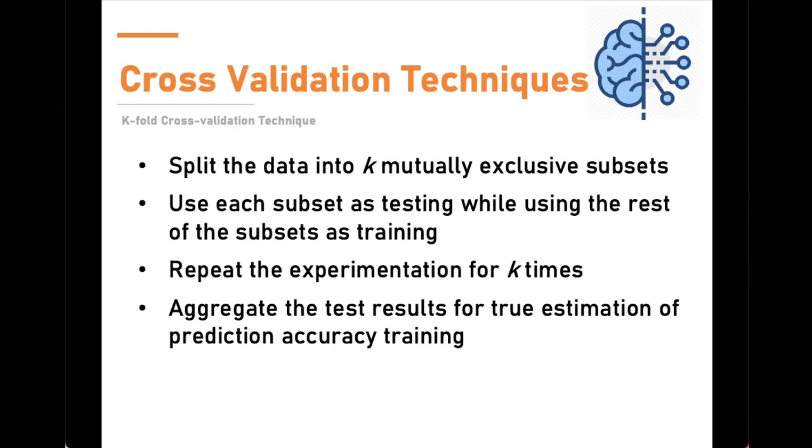The experimentation process is repeated k times, and we compute performance metrics such as accuracy each time. Finally, in the last step, the performance metrics obtained from each iteration are averaged out to get an overall assessment of the model's performance. So it's very straightforward. This technique, k-fold cross-validation, is very straightforward.